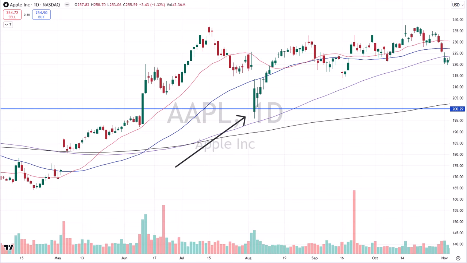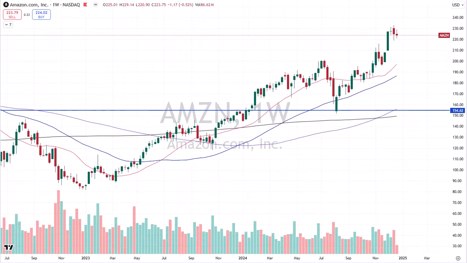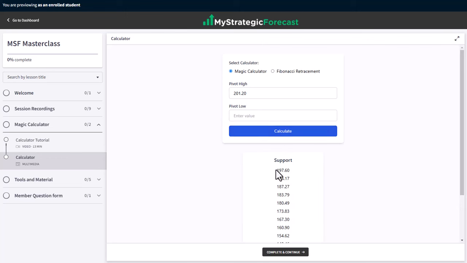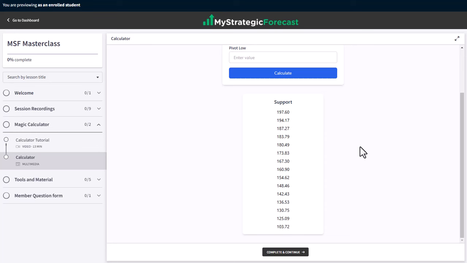The magic calculator is used in conjunction with the whole gamut of what I've been teaching for years. It's the last puzzle piece. What about Amazon? Let's use another example. Let's find an important pivot high, like right here, and feed it into the system. 201.20 is the high. 201.20 is the pivot high. We hit calculate. We come out with a series of numbers.